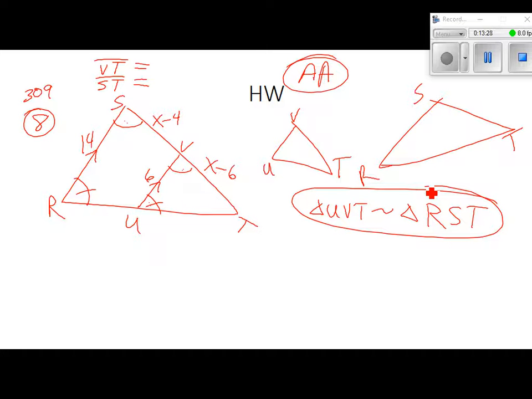Then they wanted us to find X. To find X, we've got to set up a proportion. This is one of the things that you guys said you were having trouble with. Let's go back to these two triangles before I do this. How long is this side in the small triangle? 6. How about this side? Do we know it? No. In the small triangle, it's X minus 6, right? Big triangle, how long is this side? 14. Here's where you've got to be careful. How long is segment ST in the big triangle?